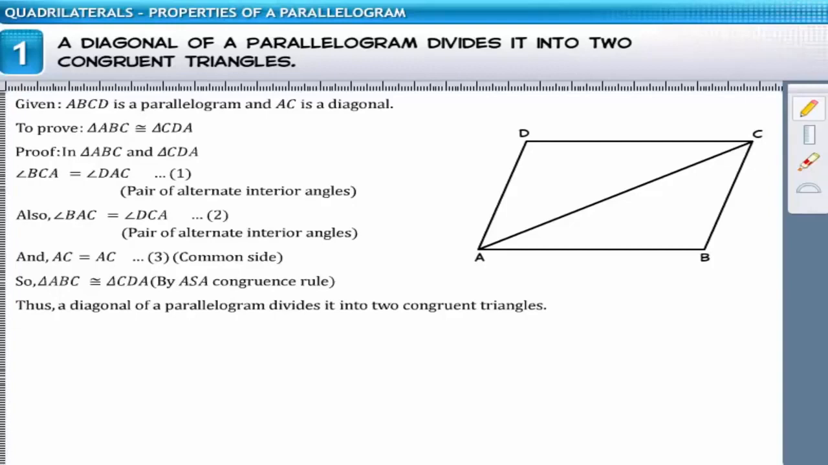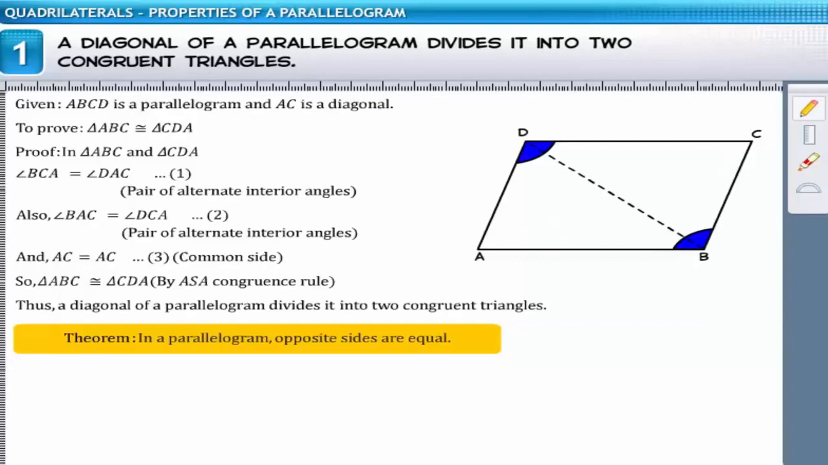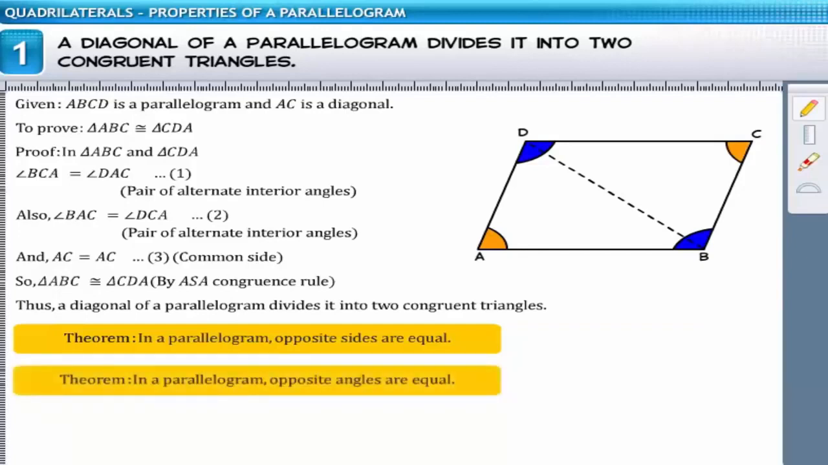Now, continuing with the same parallelogram, which is divided into two congruent triangles. By CPCT, we can say that the corresponding sides of the two congruent triangles are equal. That is, side AB is equal to DC and side AD is equal to BC. Thus, we conclude, in a parallelogram, opposite sides are equal. Also, corresponding angles are equal. That is, angle B is equal to angle D. Similarly, on drawing the other diagonal, we get angle A is equal to angle C. Thus, we conclude, in a parallelogram, opposite angles are equal.